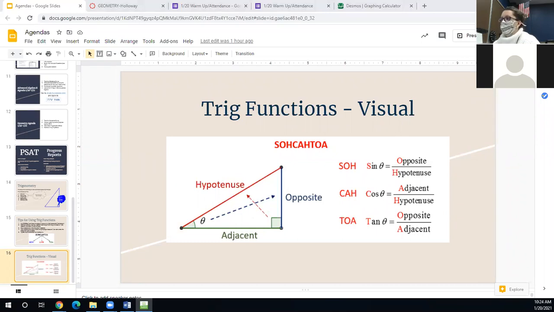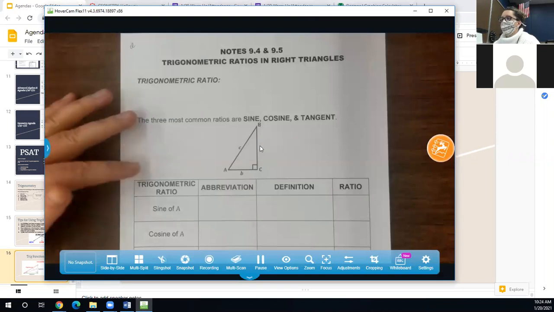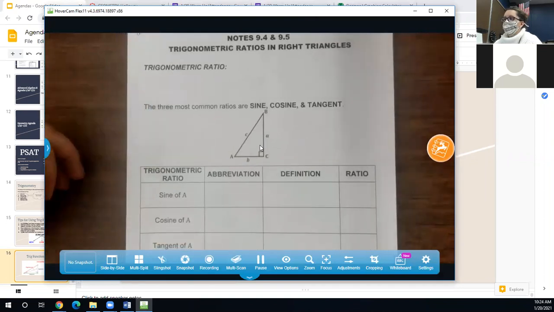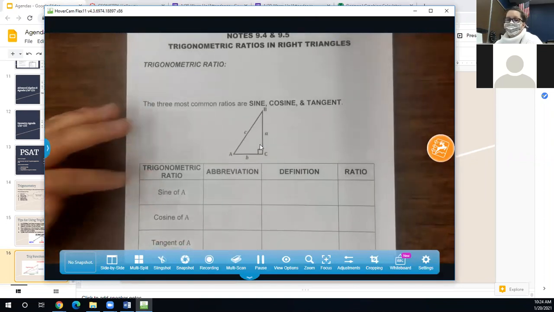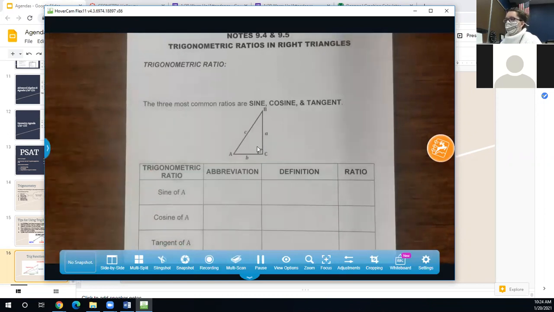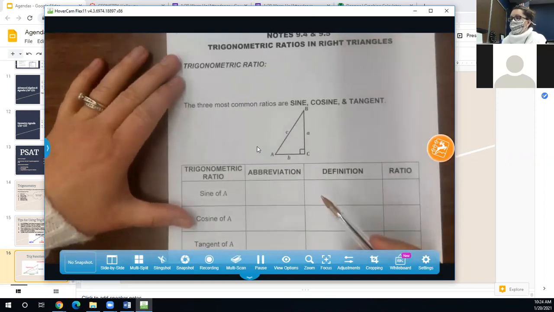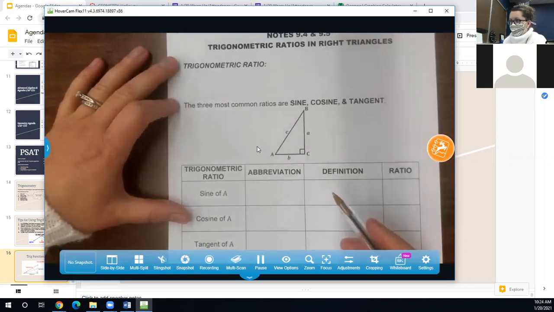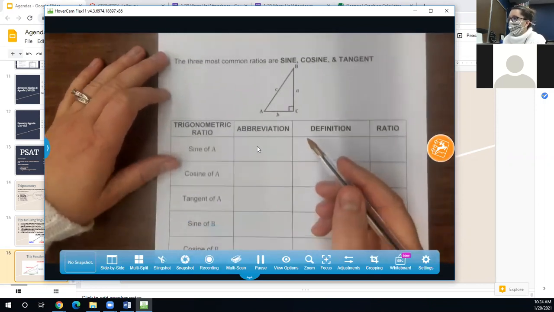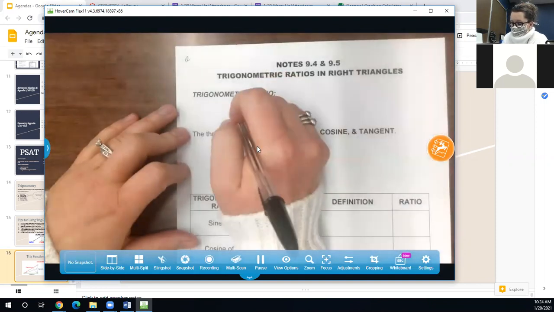We're going to do some of these. All right, here's our notes. Here's our blank notes from today. If you didn't print these out, this is okay. Just write them in your journal and you'll be totally fine. So your trig ratios, remember it's always written as a ratio or a fraction and it's always from the angle, okay? That's that SOHCAHTOA.